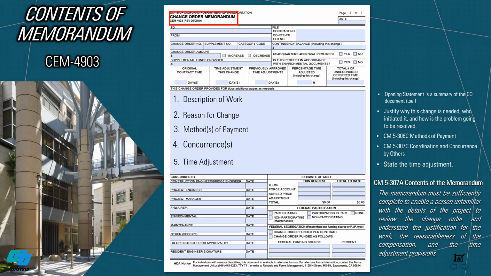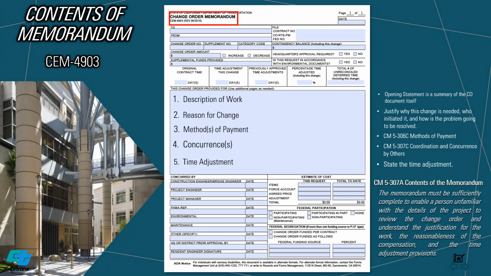Third is method of payment. How will the contractor be compensated, or is there a credit to the department? The method or methods of payment used in the change order will be reflected on the memorandum. Also indicate if there are any backup documents or backup calculations, such as force account analysis, on file with project records to justify the cost. Refer to Section 5306C, Methods of Payment.